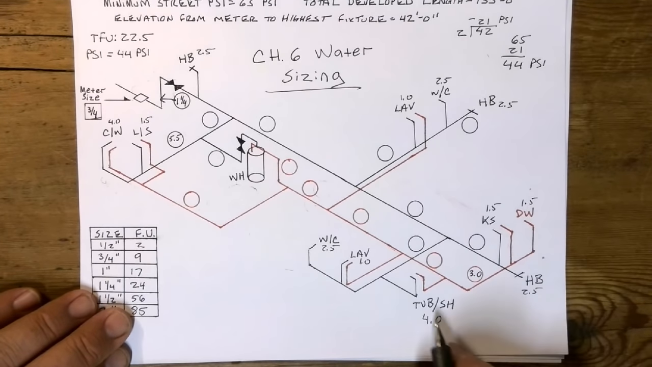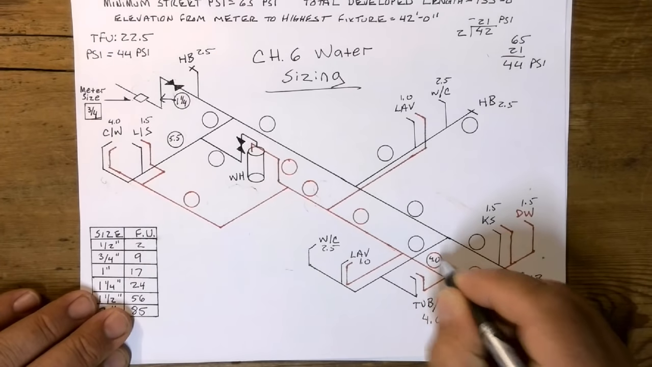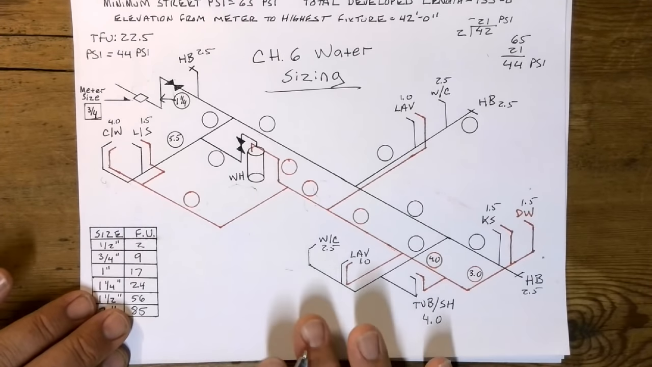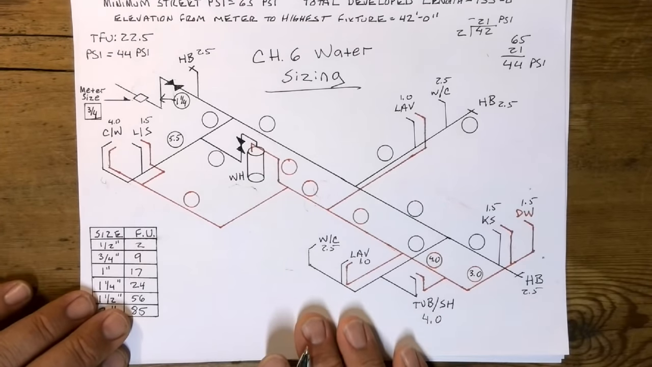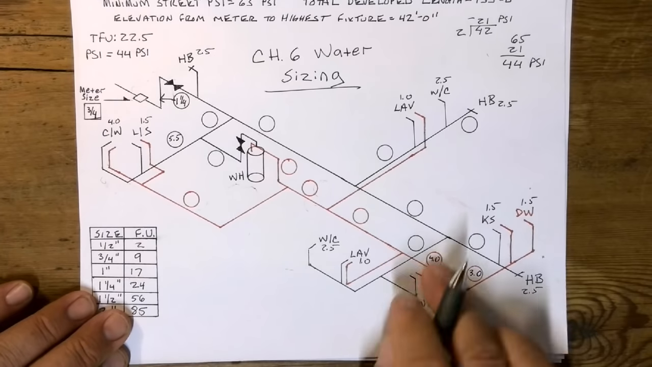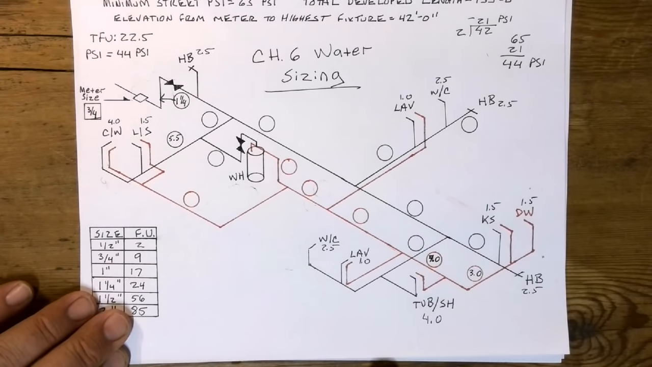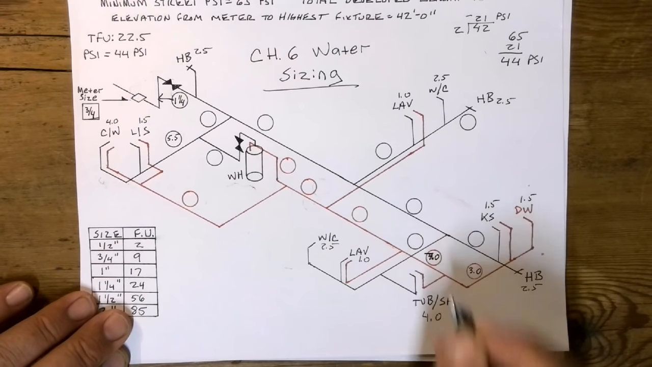Okay. Then I'm going to pick up my tub and shower here. That's 4 fixture units. Are you with me so far? Because that's not right. This is 4 fixture units. This is 3 fixture units. This is 7 fixture units. Okay? So it is a 7, not a 4.